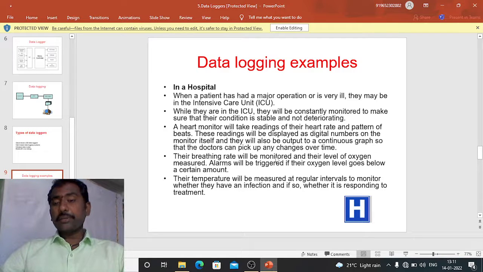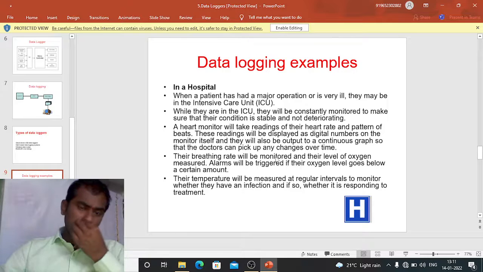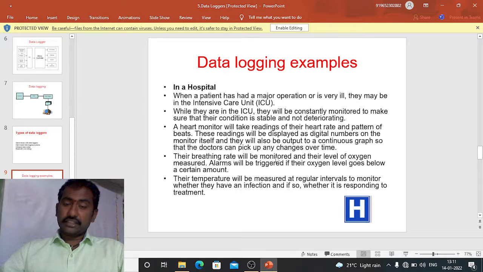Their temperature will be measured at regular intervals to monitor whether they have an infection, and if so, whether it is responding to the treatment. So all this data, that means the oxygen level data, the temperature data and the heartbeat data, all are collected using the data loggers only.